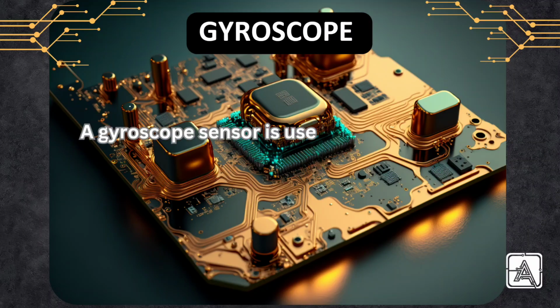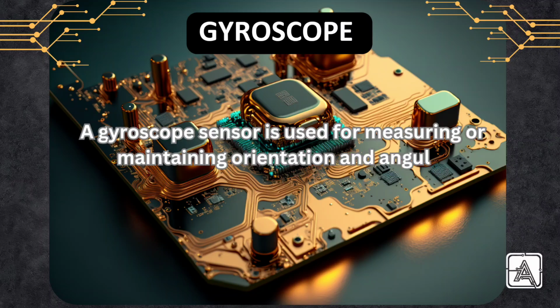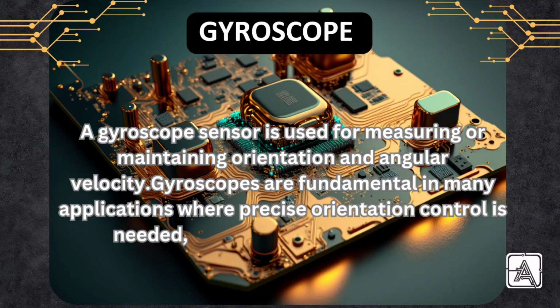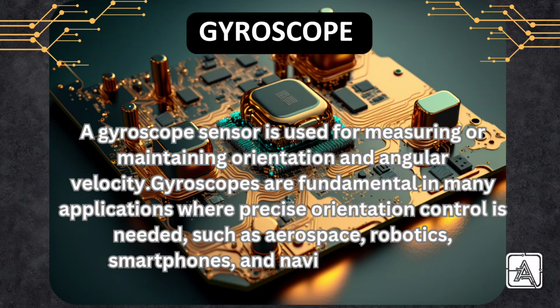Gyroscope. A gyroscope sensor is used for measuring or maintaining orientation and angular velocity. Gyroscopes are fundamental in many applications where precise orientation control is needed, such as aerospace, robotics, smartphones, and navigation systems.